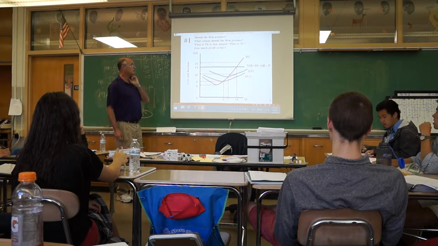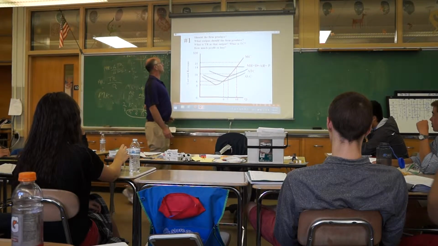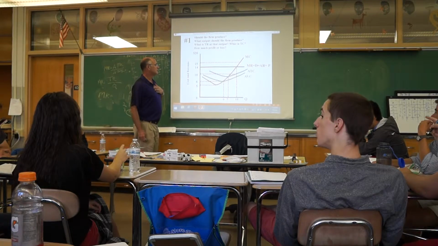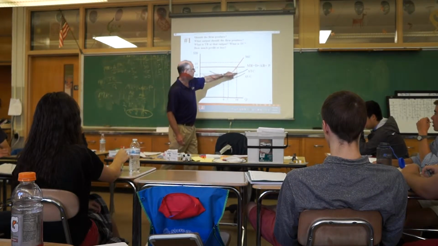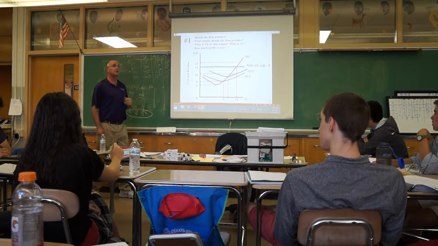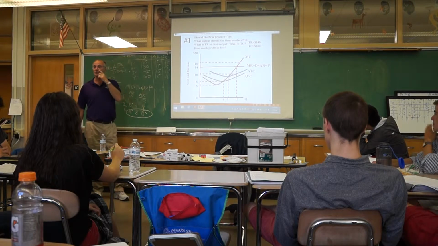How many units do they produce? 10. 10, right? Where MC equals MR. You're right, 140 is the total revenue. What's the total cost? Total cost is 100. You went down to the ATC. There you go, 100. So the profit is? 40. Good job.